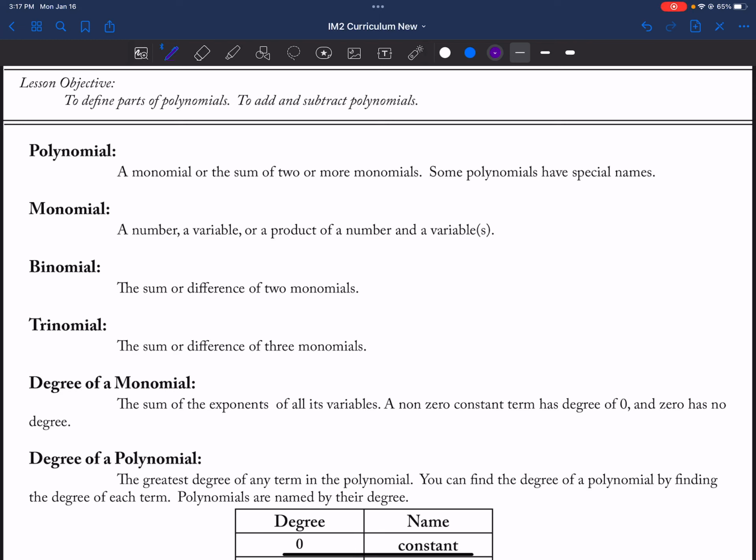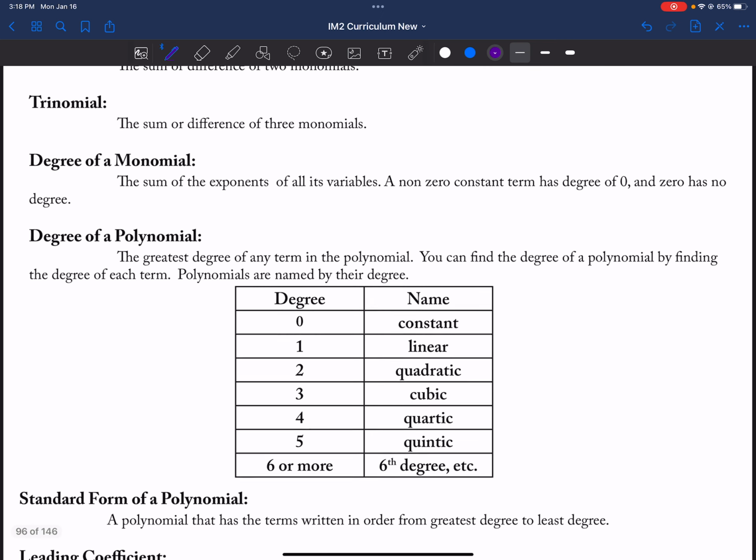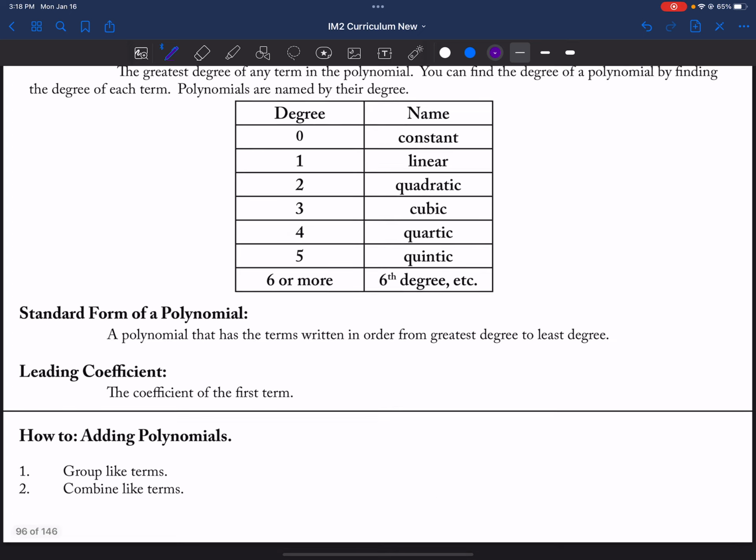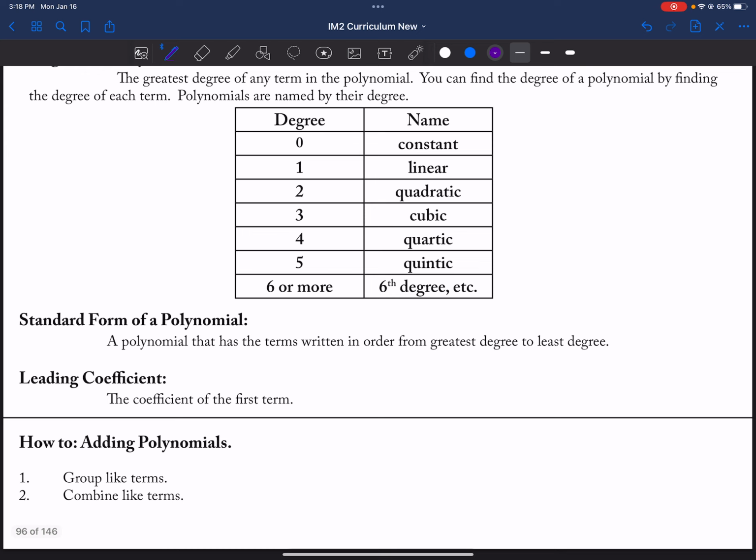Okay, so let's look at this lesson. This lesson is mainly adding and subtracting polynomials together. We can label the degree of the polynomial, tell you whether or not it's a constant, linear, quadratic, cubic, quartic, and so on. But standard form of a polynomial is probably the most important thing. Standard form of a polynomial is the terms are written in order from greatest degree to least degree.